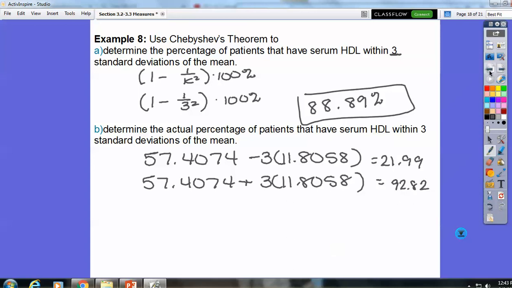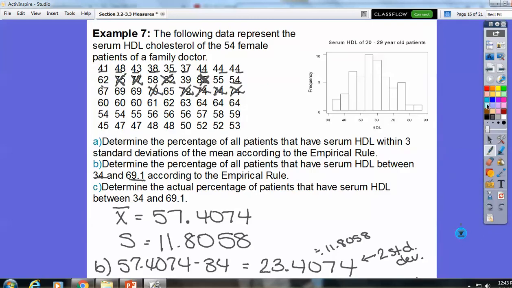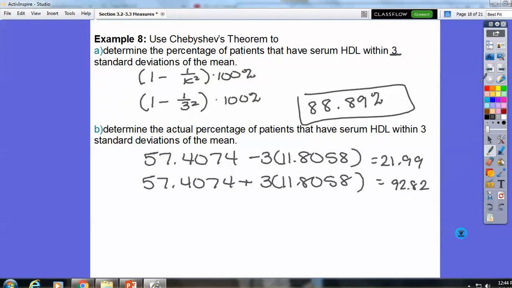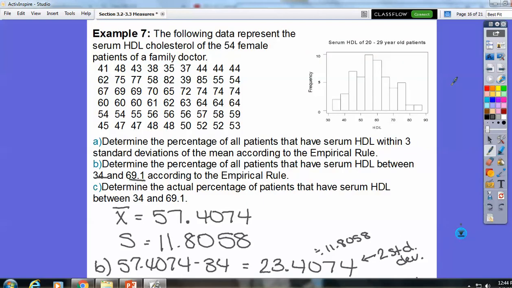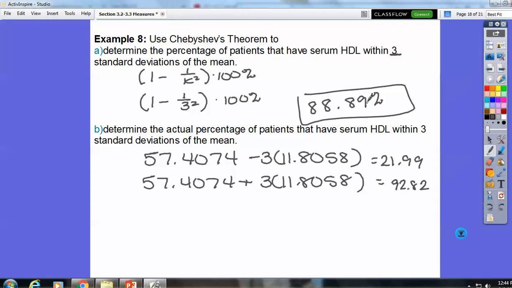So that's my window. If I look at my data, are there any numbers here that do not fall in that range? Again, we said our range had to be 21.99 to 92.82. Is there anything outside that window? No. So what percent of my data actually fell in that range? 100%. Why was it higher than the 88.89 we predicted? Because it was a bell. This one was a bell shape.